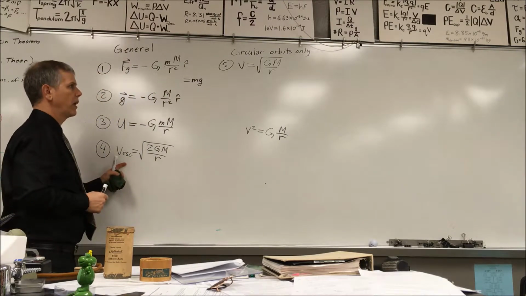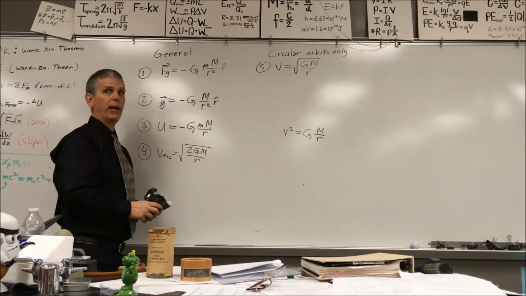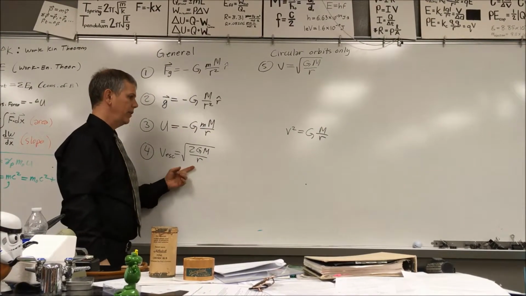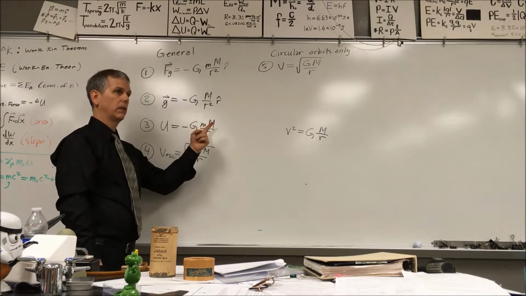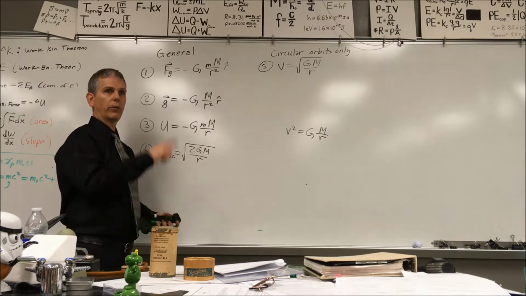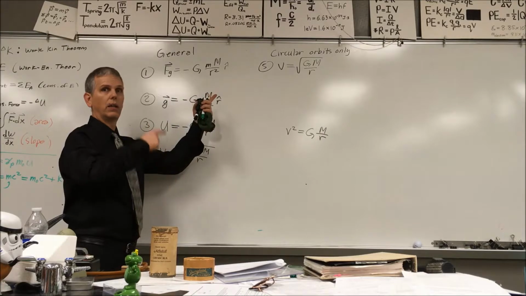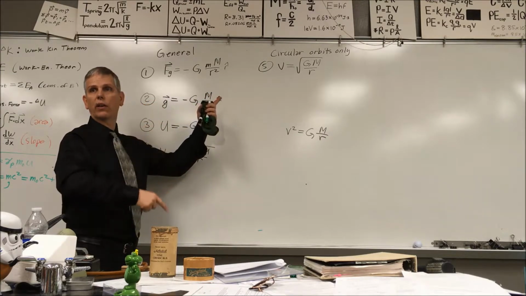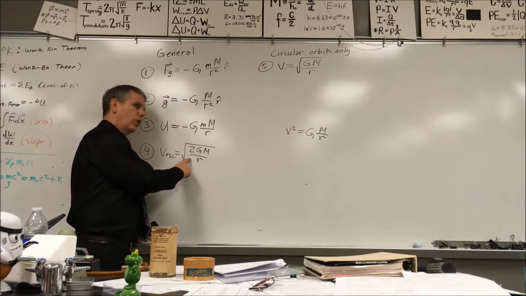Notice this was an escape velocity, and that was in a circular orbit. Let's compare them, shall we? This one has a root 2. That one doesn't. That means an object going around in a stable circular orbit will have that velocity. In order to get away from that planet and never come back, it would have to have root 2 more speed, to leave and never come back.